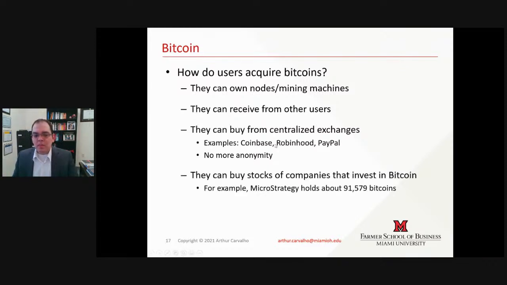Fourth option will be you can buy stocks of companies that invest in Bitcoin. So there's a specific company called MicroStrategy. They are buying Bitcoins like there's no tomorrow. Why? Because investors can buy stocks related to MicroStrategy and indirectly invest in Bitcoin, have some exposure to Bitcoins, because Bitcoins will be now part of the assets of MicroStrategy or other companies.